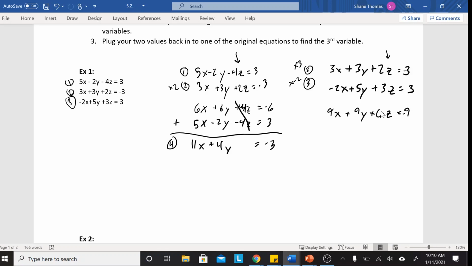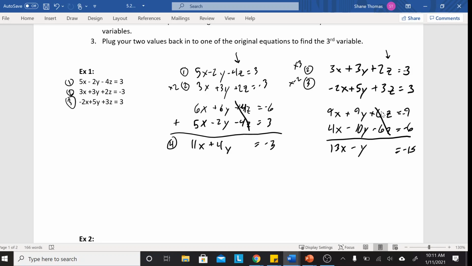For the second equation, equation 3, I'm going to multiply it by negative 2. That gives me 4x minus 10y minus 6z equals negative 6. Okay, the z's cancel, adding straight down. So I'm looking at 13x minus y equals negative 15.